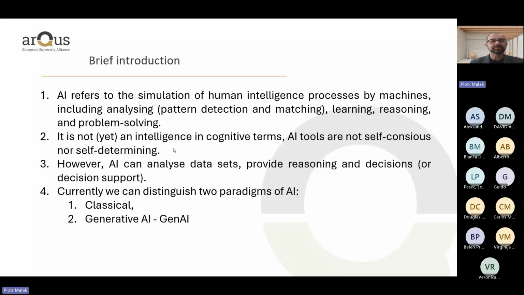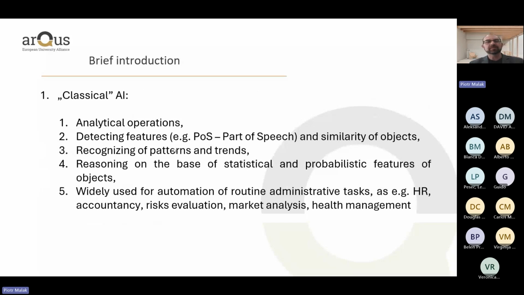And we can distinguish two paradigms of AI: the classical approach, which is more than 50 years old now, and generative AI, which is less than 50 months old now. The first one is based on analytical operations, detecting features without any clues given by humans, or with clues. We call it supervised or unsupervised learning, when people are involved or not involved in the learning process of machine recognition systems.